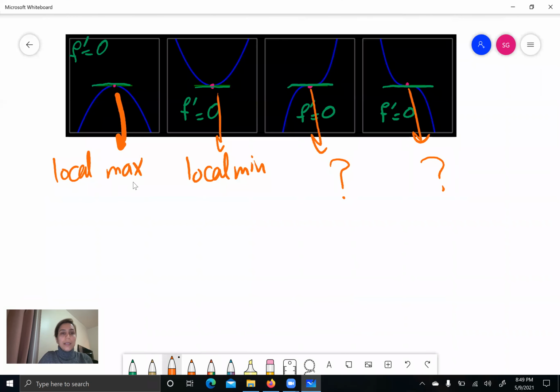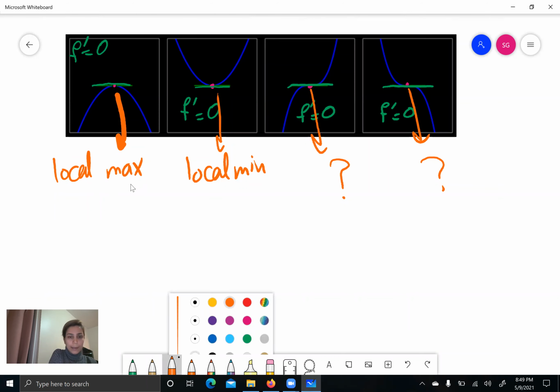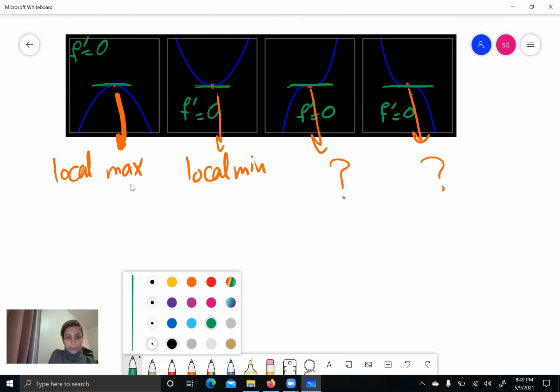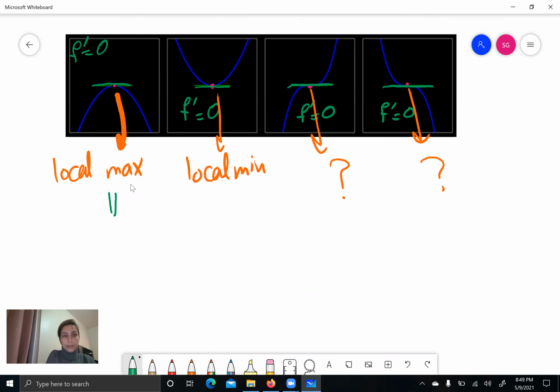Look, for example, here we have a local max, right? In the first picture from the left, you have a local max. Okay, so graphically, can you tell anything from the second derivative of this function? We have a local max. The function is concave down. We know that if the function is concave down, the second derivative is negative. Do you remember? So that's the connection between the second derivative and maximum and minimum.